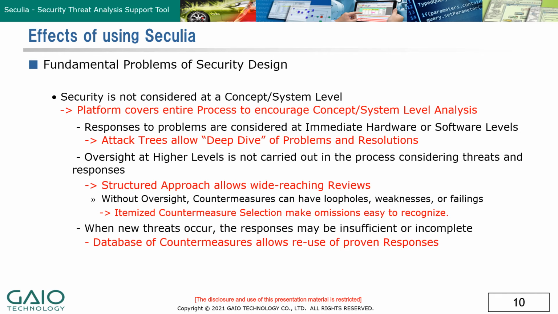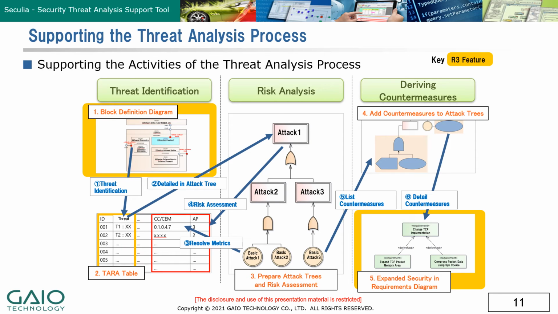Seculia allows and encourages consideration of the system as a whole to overcome these limitations. With tools like attack trees and a database of countermeasures, a deeper and more structured approach can be achieved, giving countermeasures with a proven track record. Seculia supports the threat analysis process in several ways, helping to identify the threats, analyze the risks they pose, and prepare and document the required countermeasures. Let's take a look at some of the functions it provides.